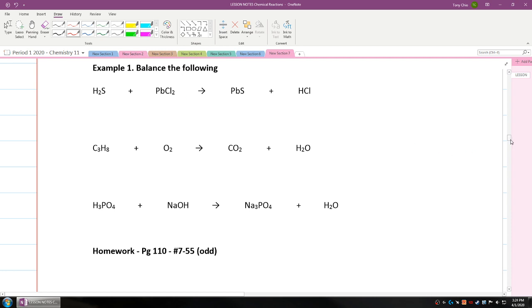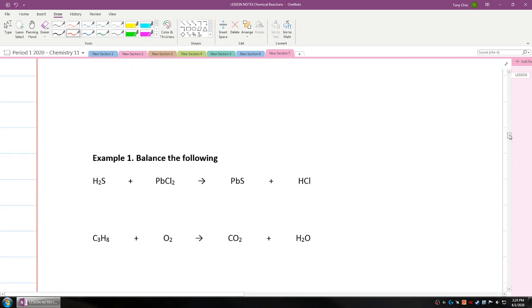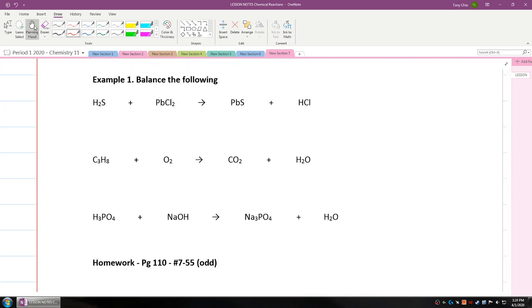Well, step 2 is where you want to balance what is attached to what you balanced in step 1. If you look at the lead on our reactant side, the lead is attached to chlorine. We have 2 chlorines here, but we don't have 2 here. So we've got to put a coefficient of 2 in front of this to balance out the chlorines. So the chlorines are now balanced.